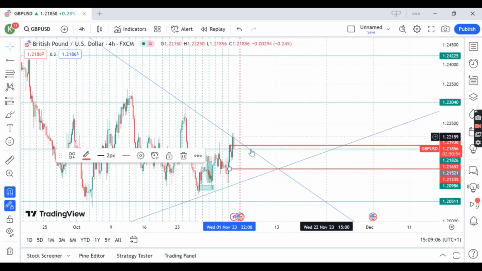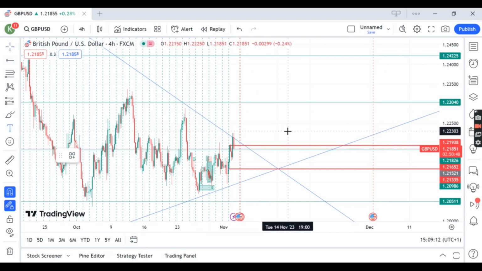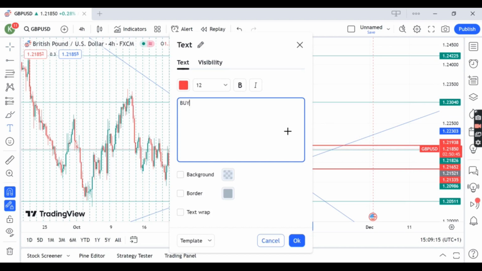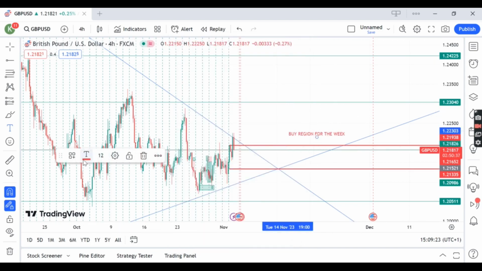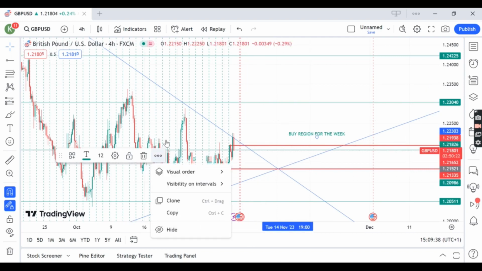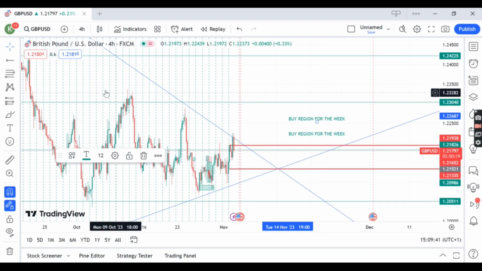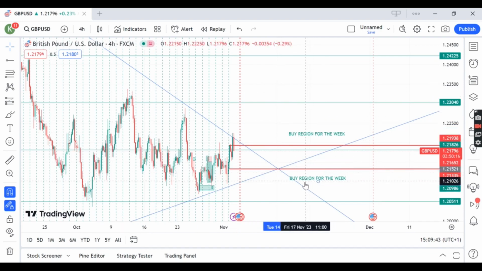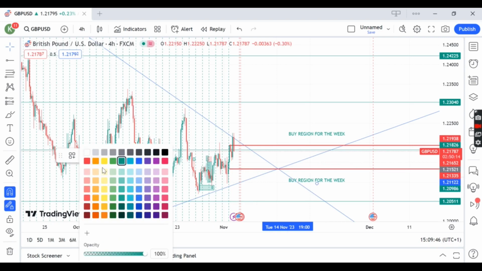These 2 candles give us the high of the day and the low of the day, and eventually what it means is that this side of the high becomes our buy region for the week. Okay, we use that color of green for buy, and the other side, so we're just going to clone it. The opposite side becomes our sell region for the week, and it's going to be in red.